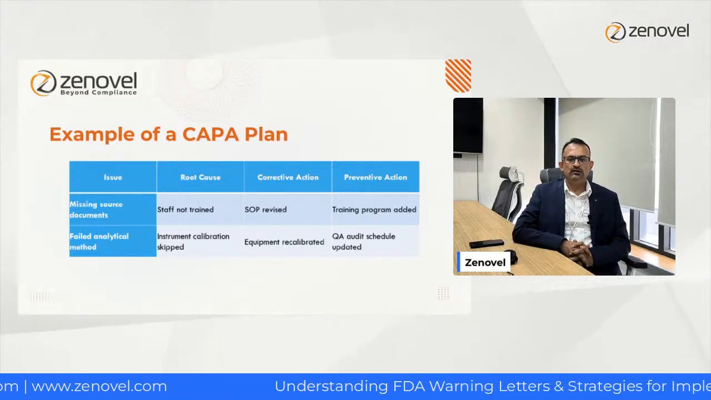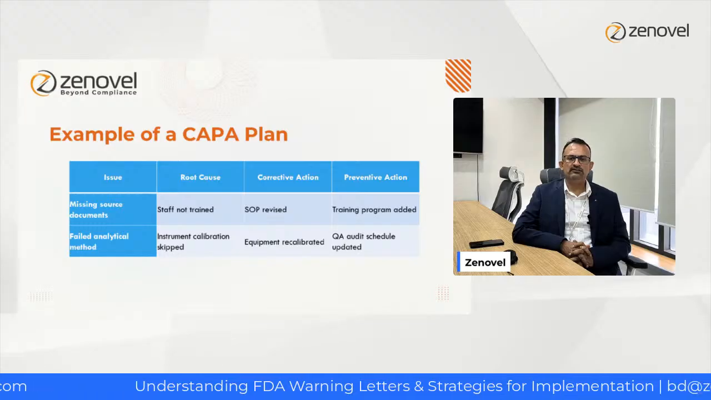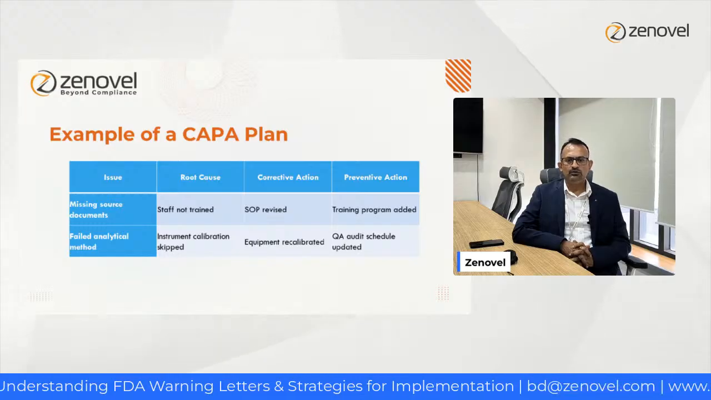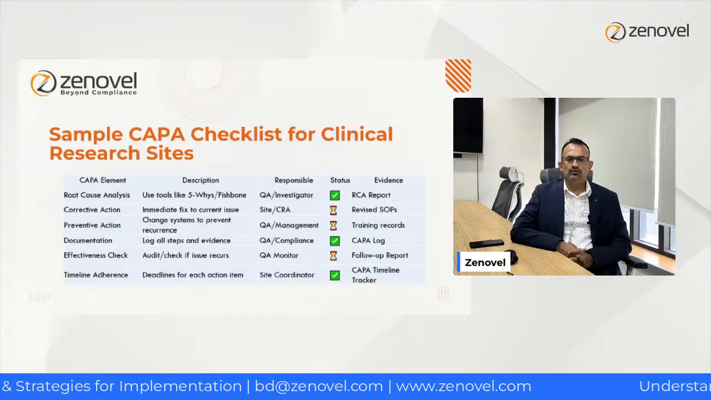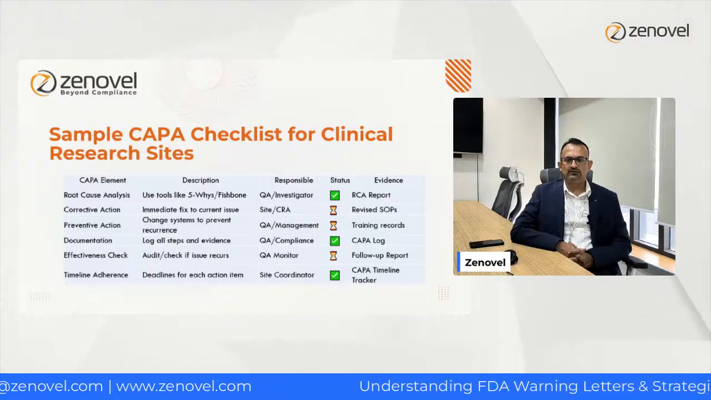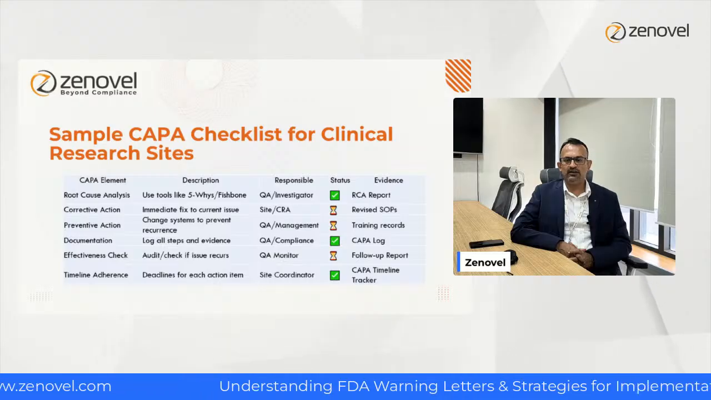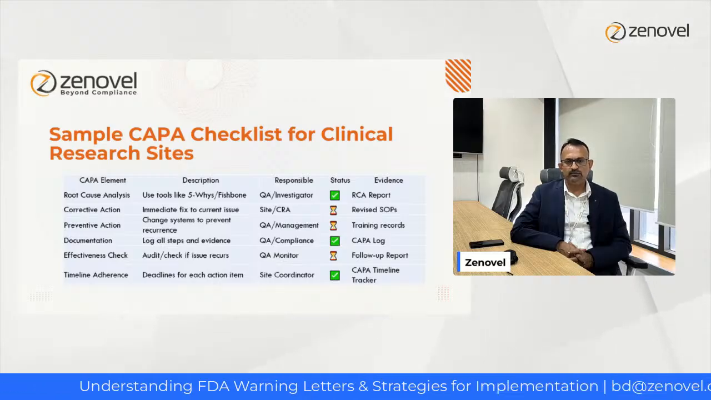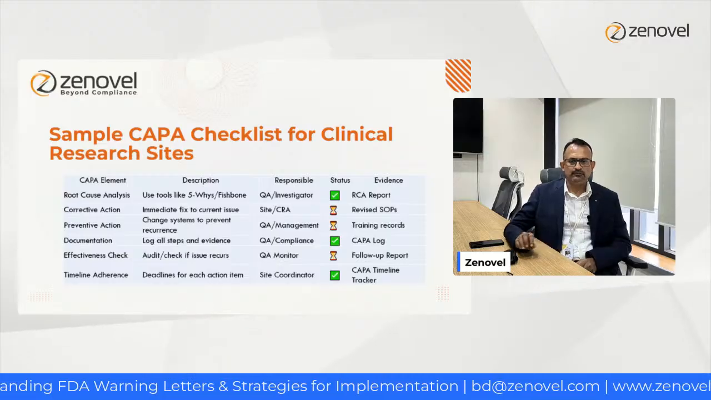So here I have provided a tabular format as an example of the CAPA plan. And here I have provided a sample CAPA checklist for the clinical research sites in a tabulated format for understanding.